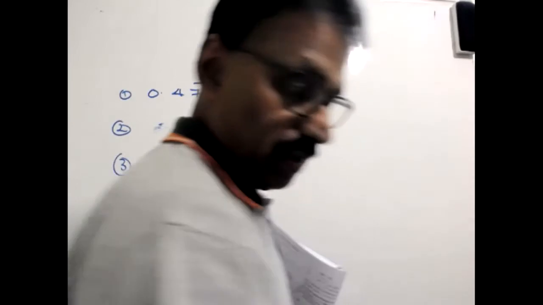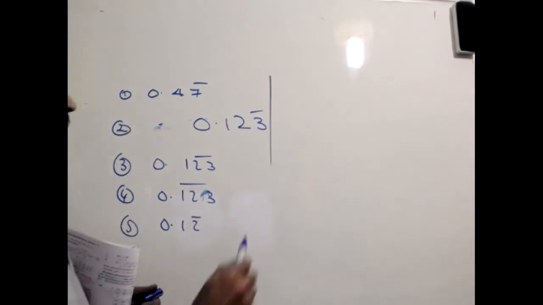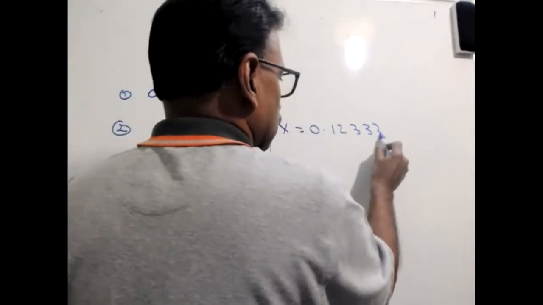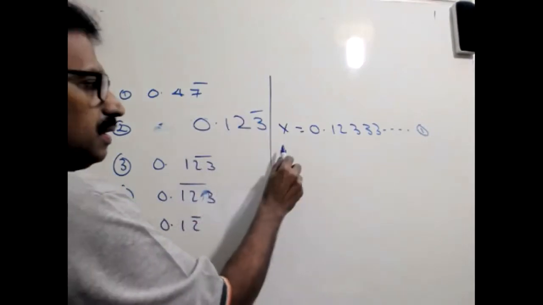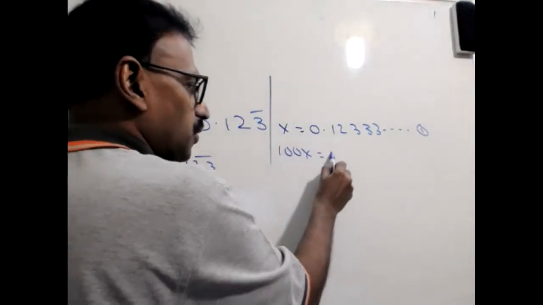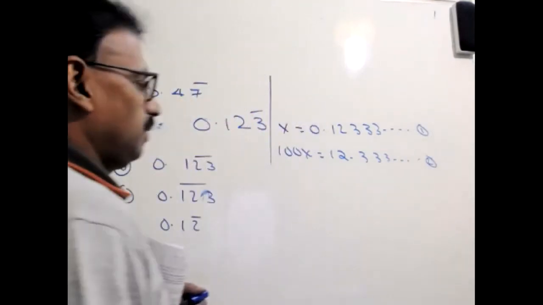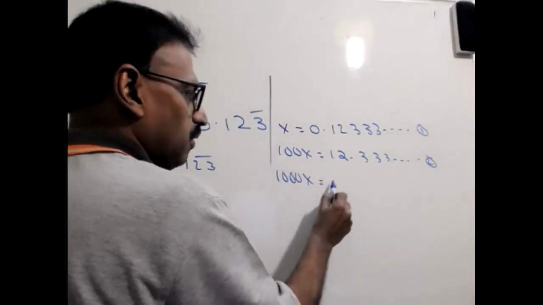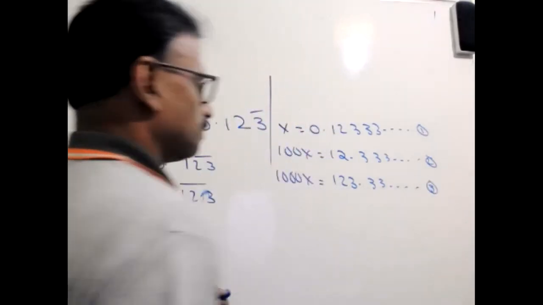Next one. Listen, after this class, everyone prepare for the test portion. Okay. X equal to 0.12333. Number one. You have to bring this decimal to here. 100x equal to 12.333. Number two. Multiply by 10. 1000x equal to 123.33. Number three.